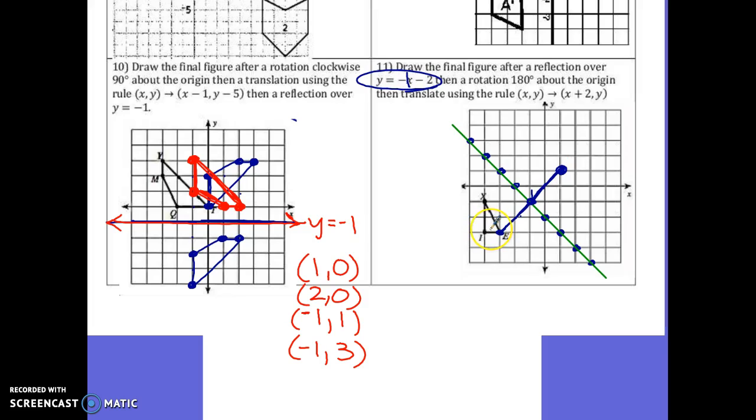Point I, 1, 2 and a half. So I'm going to go half and then 1, 2 more. That's point I, and then point X, we're going to go 1 and a half, halfway, and then 1 square more. So that is our new triangle after the reflection there.